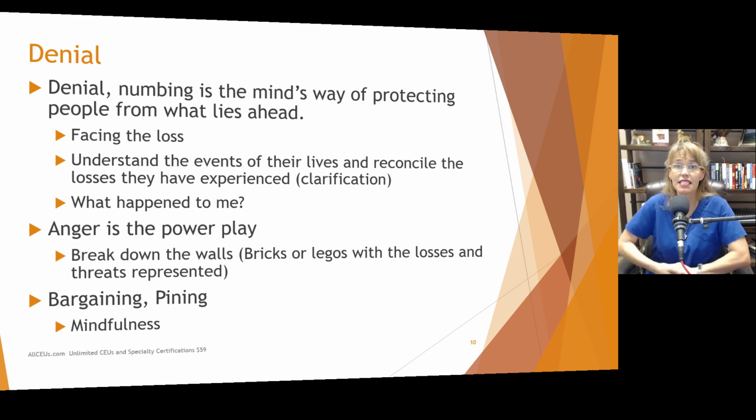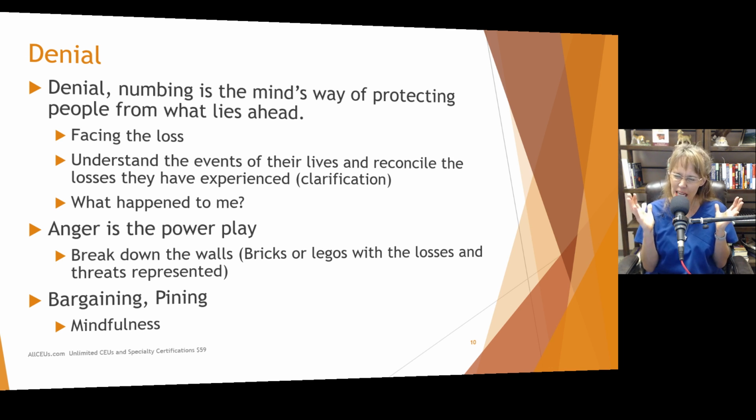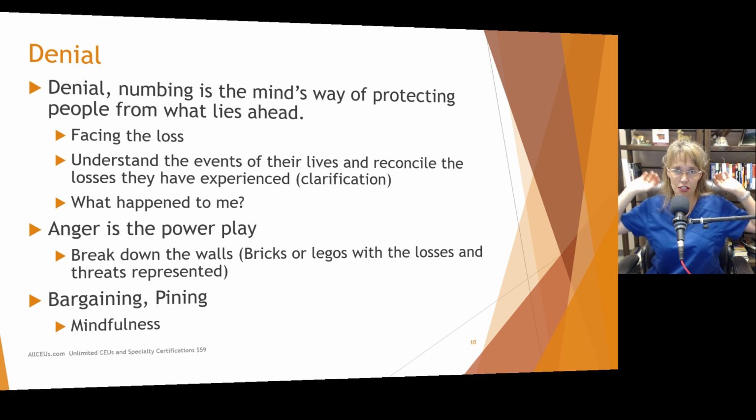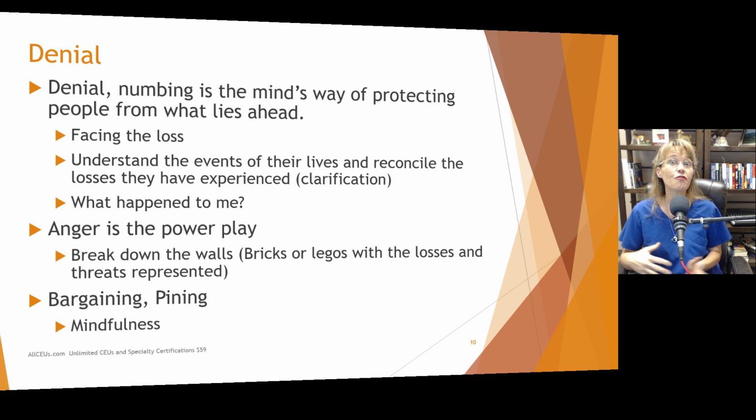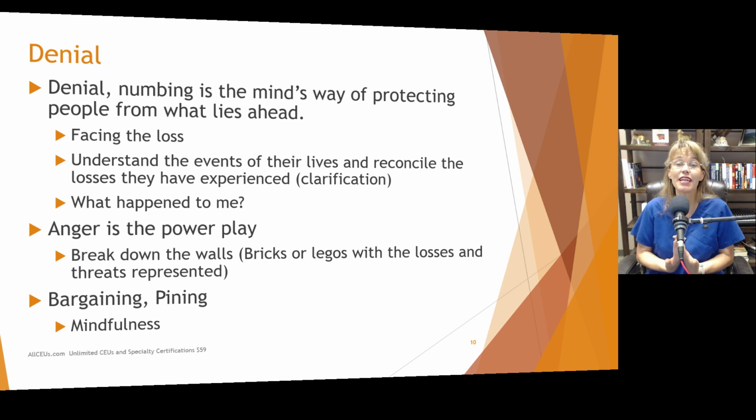Remember, denial and numbing is the mind's way of protecting people from what lies ahead. Sometimes it's just more than we can process. When we are in crisis mode, with a strong HPA axis response, we actually have chemicals in our brain that prevent the formation of certain memories to protect us for a little bit, which is kind of interesting. Anyhow, we need to help people as they move out of denial, gradually start facing the loss. And when somebody's ready to do it varies from person to person. It's not necessarily helpful to prod somebody and go, okay, this happened, so let's get out of denial and let's deal with it. Everybody has their own rhythm.